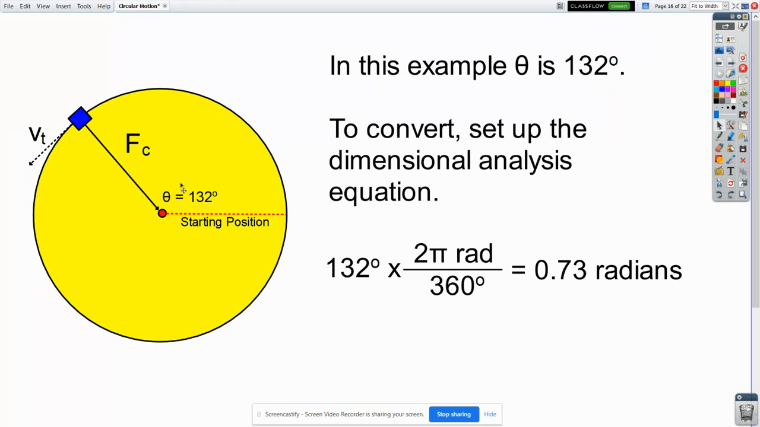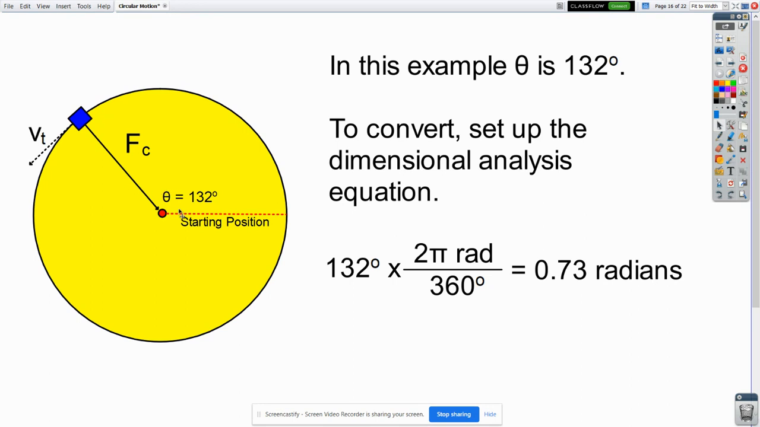So in this case, I've shown my object going 132 degrees. Again, centripetal force always points to the center of the circle. The tangential velocity is always an arrow drawn tangent to the circle or perpendicular to the centripetal force. If I wanted to put my centripetal acceleration on here, it would just be the same arrow as the centripetal force, again, pointing towards the center of the circle. My object started here and it moved over here. This angle being 132 degrees.